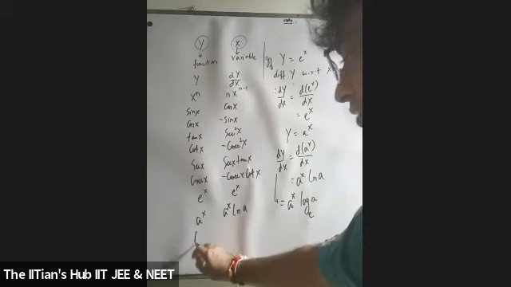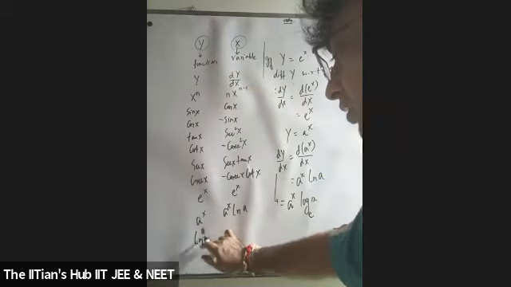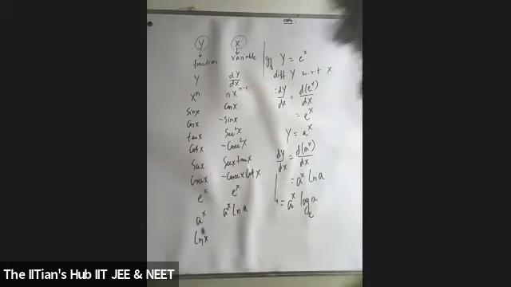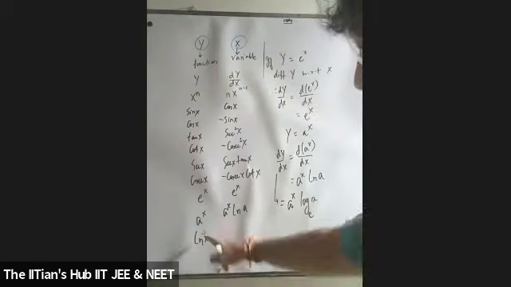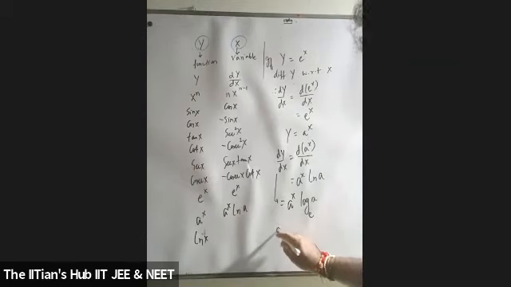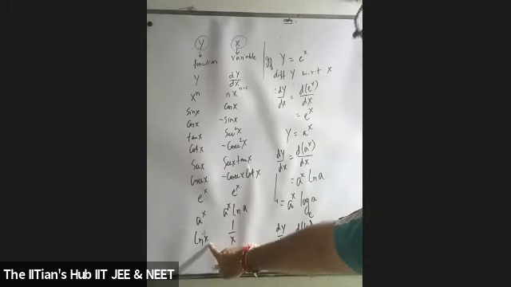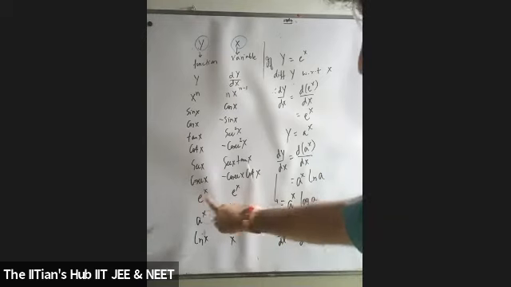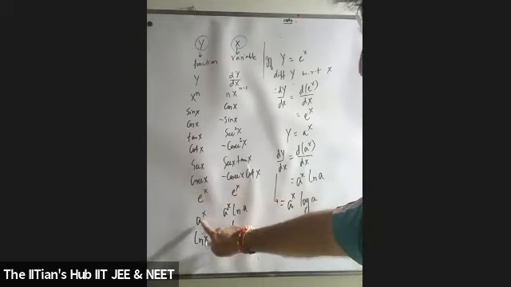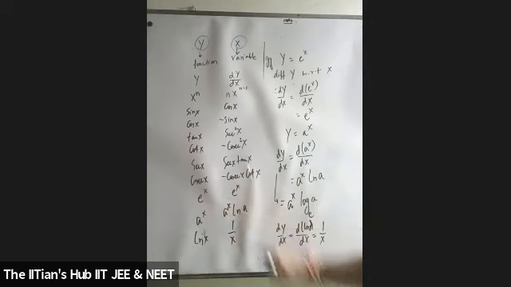If I say y is equal to ln x, students, how do you go for dy by dx? d multiplied by ln x upon dx. Very good. And that will be equal to 1 by x. So students, differentiating ln x will be 1 by x. Differentiating e raised to x, e raised to x. Differentiating a raised to x, a raised to x ln a.